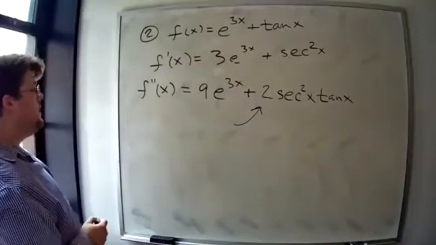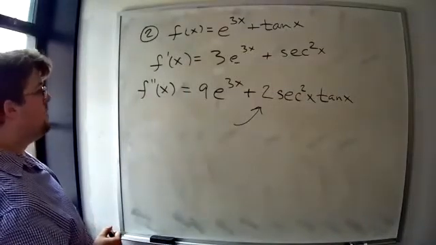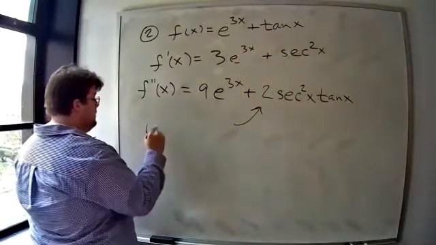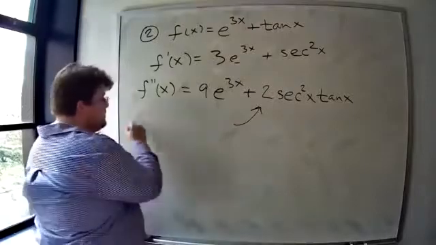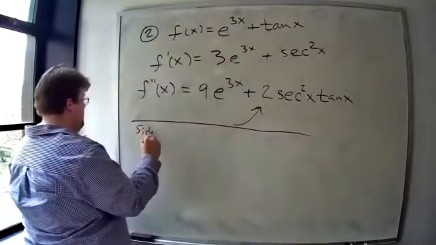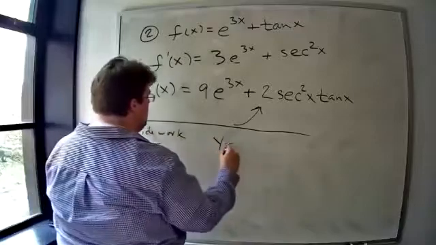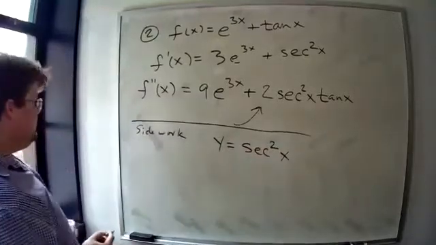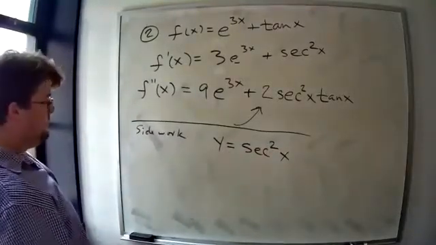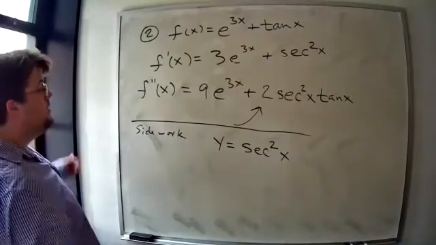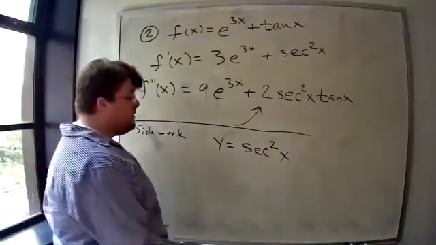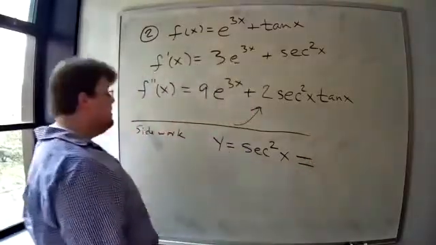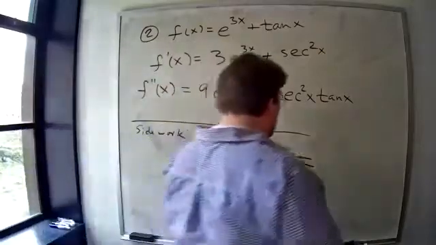So for that second part, the derivative of secant squared x is 2 secant squared x times tangent x. Now, where does that come from? Well, we'll do side work. y equals secant squared of x. Now, that looks, in its most basic sense, like a secant function. But it is actually not a secant function. It is a squared function.